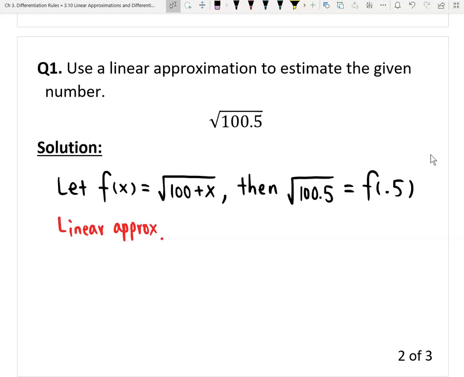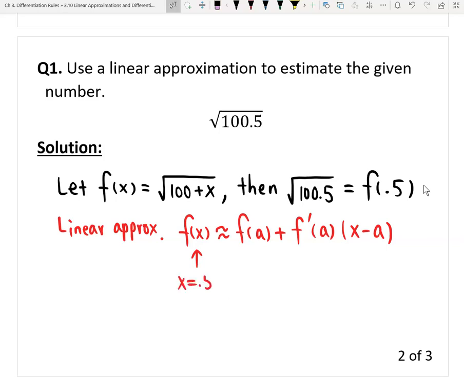The linear approximation is this formula: f(x) can be approximated by f(a) plus f'(a) times (x minus a), right? Is this true? Yes. In our question here, what is x? 0.5. Let me put it here. So we need to evaluate f at 0.5, which means x is 0.5.